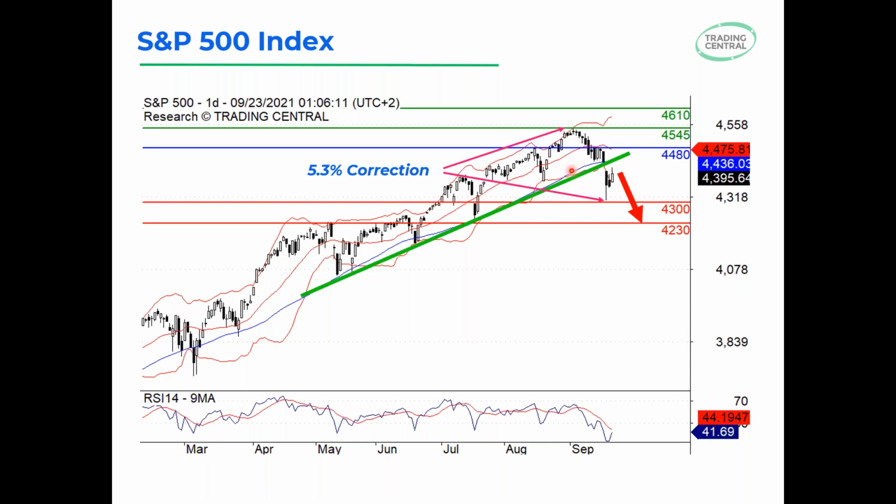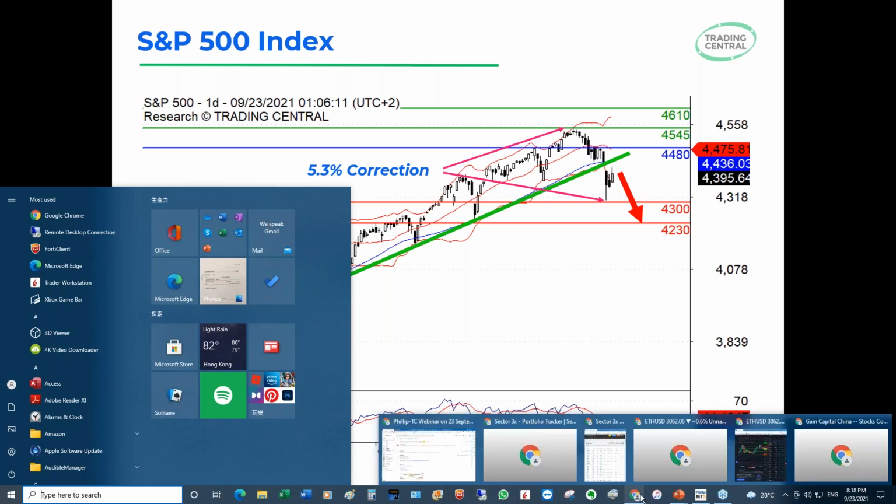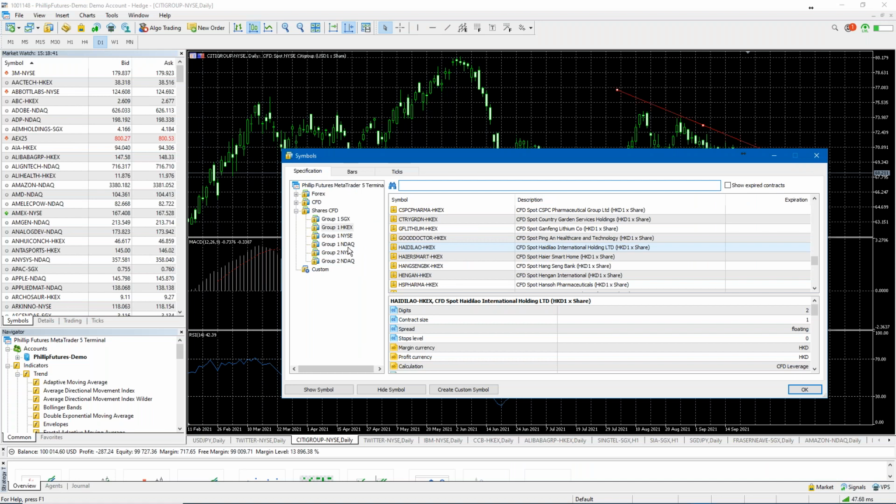Okay, thank you. The next question is if you can show us the chart of Palantir. Chart of Palantir. Is it also in your MT5? I don't think so. It is quite a new stock, Minghe. Right. Do you have that one, Palantir? I am checking right now. It is a new stock.